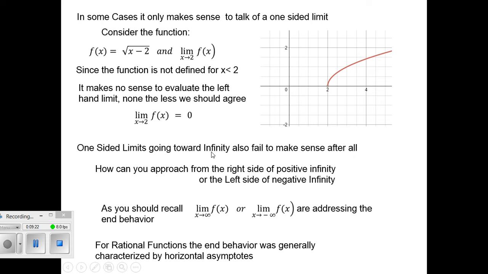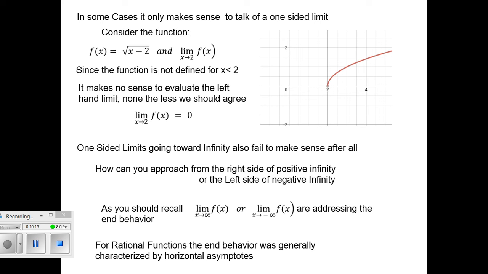An even better argument is probably with limits moving towards infinity. Okay? So when we're addressing one-sided limits going towards infinity, if I'm saying, okay, well, what is the limit as x approaches infinity? Well, you can't come at infinity from the right side, okay? How can you approach from the right side of positive infinity or the left side of negative infinity? So those things are just intuitive in nature, all right? You can't have left and right hand limits at infinity. It's either one or the other, all right?